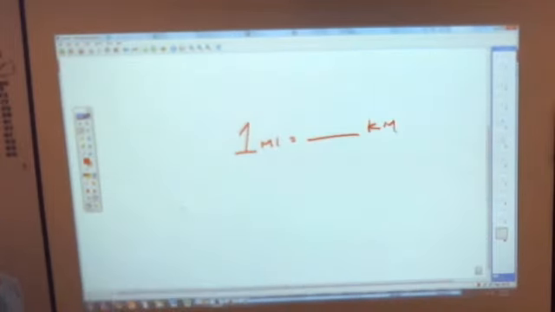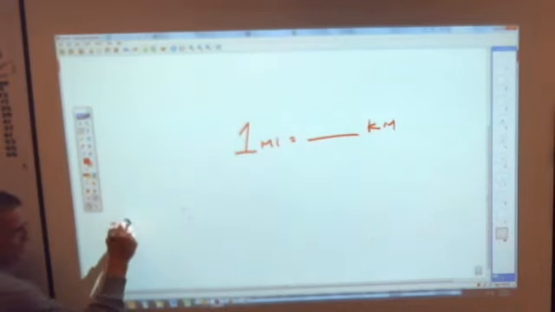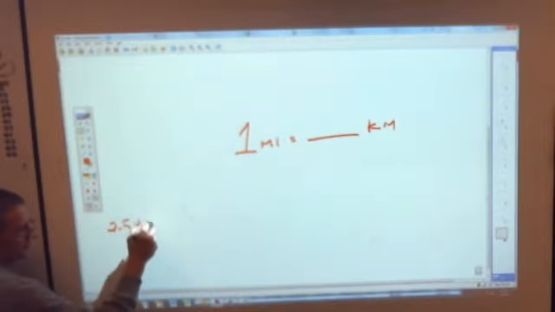1 mile equals how many kilometers? We have enough time to do this? Yes, we do. This will be fun. Plan of attack. How do I get from miles to kilometers? What's your connecting point? What's the connecting point you know now between the metric system and the U.S. system? It was our 2.54 centimeters equals an inch.